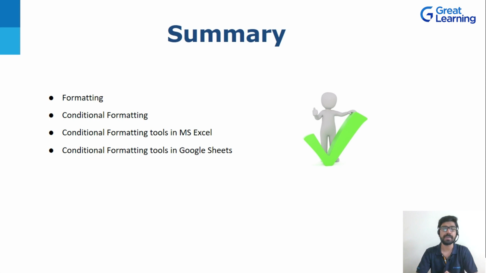By now we have come to the end of the video where we have had a glance at what is formatting and what is conditional formatting. After understanding the concepts of conditional formatting and formatting, we moved on to the platforms Microsoft Excel and Google Sheets and tried to implement conditional formatting in those two platforms. I hope by the end of the video you are able to understand what conditional formatting is and how you will be able to implement it in such platforms as well.